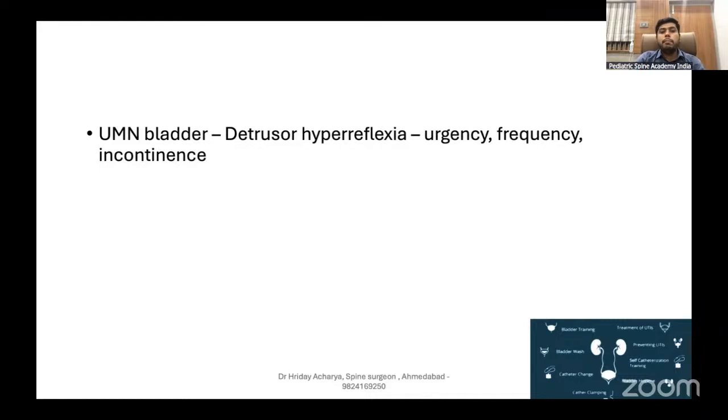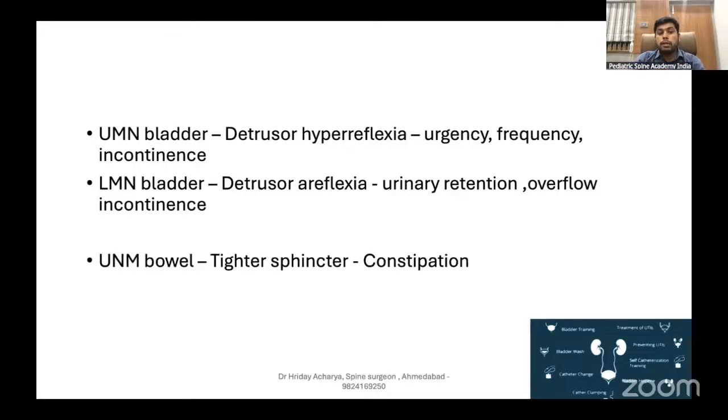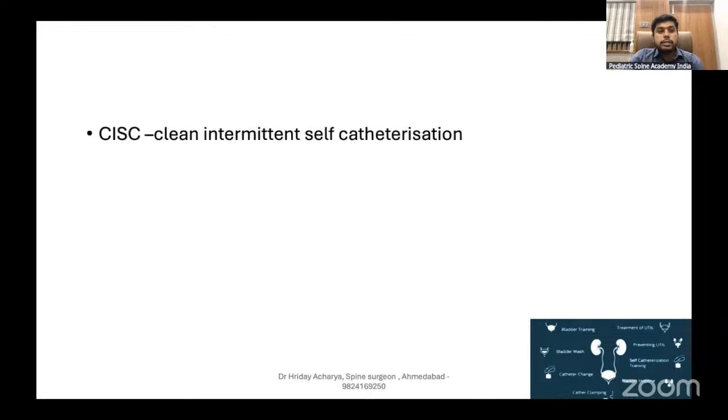So a UMN bladder will have detrusor hyperreflexia, that is spasticity. And so that is urgency, frequency, and incontinence. LMN is flaccidity. So the bladder is atonic. So there is a lot of urinary retention and overflow incontinence. The others are UMN bowel, that is tight sphincters and constipation, and LMN bowel, that is loss of sphincter tone. These are the two main kinds of bladder. There are other types of bladder as well.